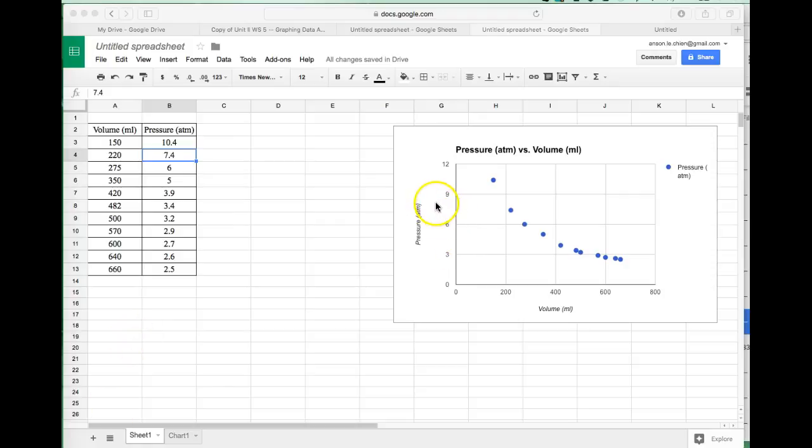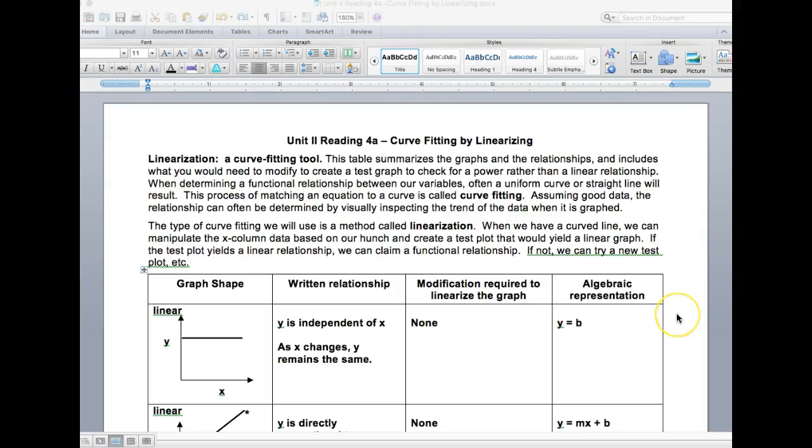So we're going to make a guess at what type of relationship this is. It is some kind of power function. The resource is called Unit 2, Reading 4A, Curve Fitting by Linearization. You could read the few paragraphs on top, but let's get down to the nitty-gritty and look at some general graph shapes and what kind of relationships they are.